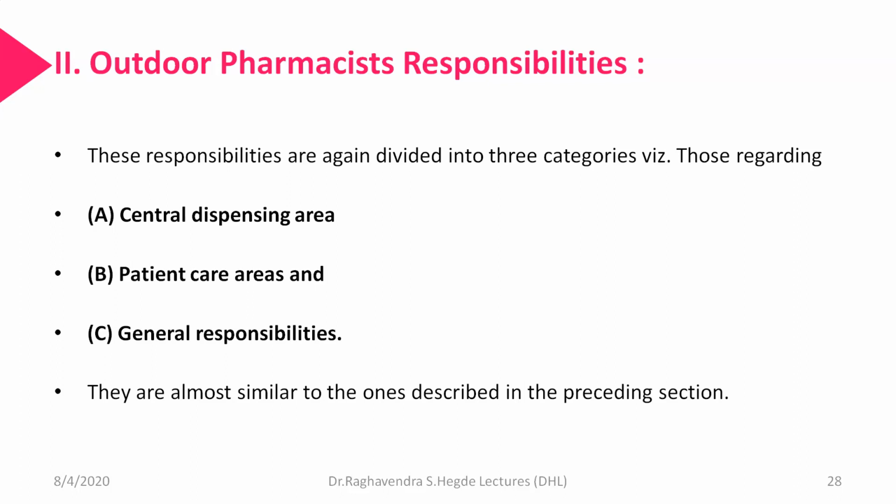Now coming to the outdoor pharmacist. What we have been seeing is the indoor pharmacist. The indoor pharmacist's responsibilities, as I told you, are divided into types, and we have covered: the central dispensing area, the patient care areas, the direct patient care areas, and general responsibilities. Now we are covering the same for the outdoor pharmacist's responsibilities. These responsibilities are again divided into 3 categories: the central dispensing area, patient care areas, and general responsibilities. They are almost similar to what we described in the preceding section.